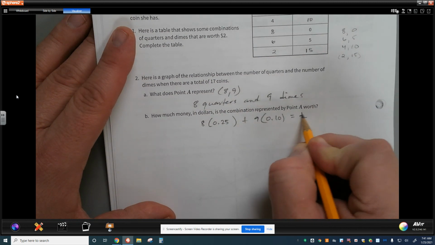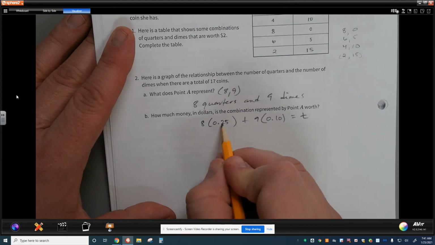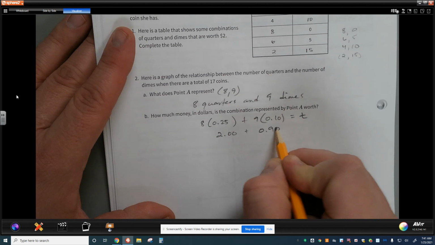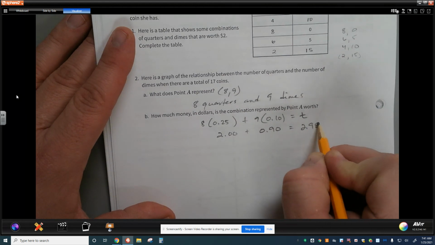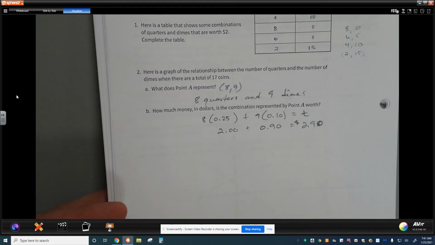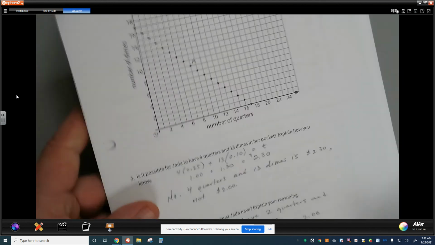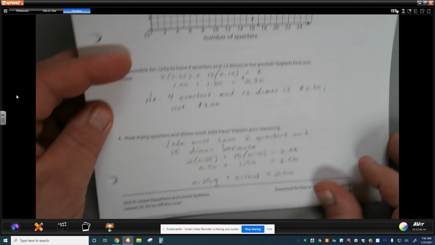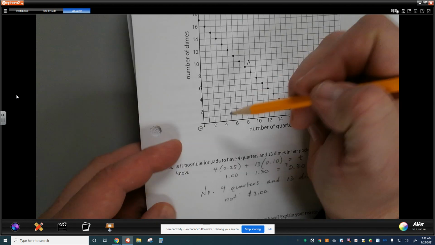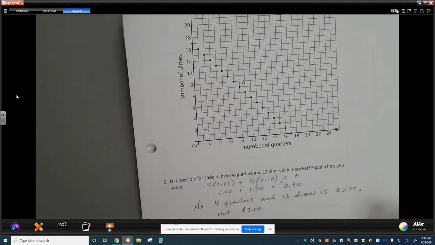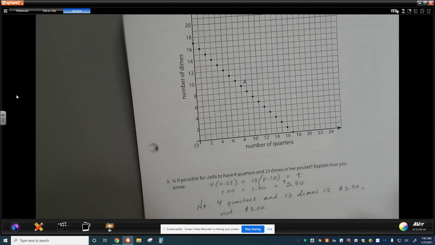And we're asking what's the total for this. We know 8 quarters is $2, and we know 9 dimes is 90 cents. So our total, what it represents, is $2.90. So we know that this, while it is 17 coins, it's still not our $2 mark. Just the same as what we saw with 4 quarters and 13 dimes, not our $2 mark. But we know that she has to have, according to the graph, 2 quarters, 15 dimes. That's the only spot that will actually make this situation true.